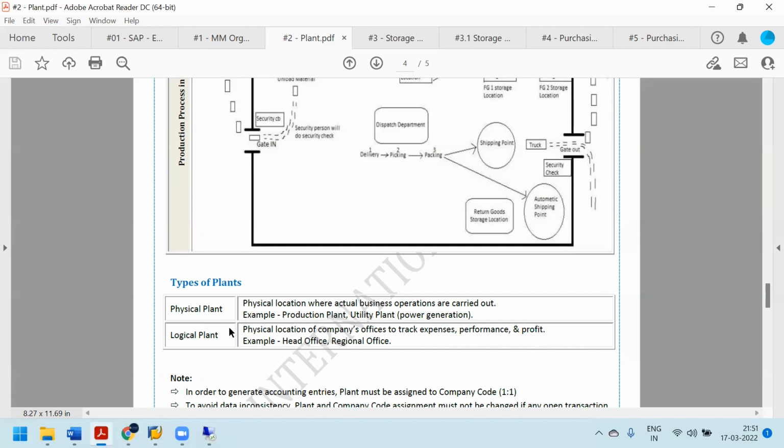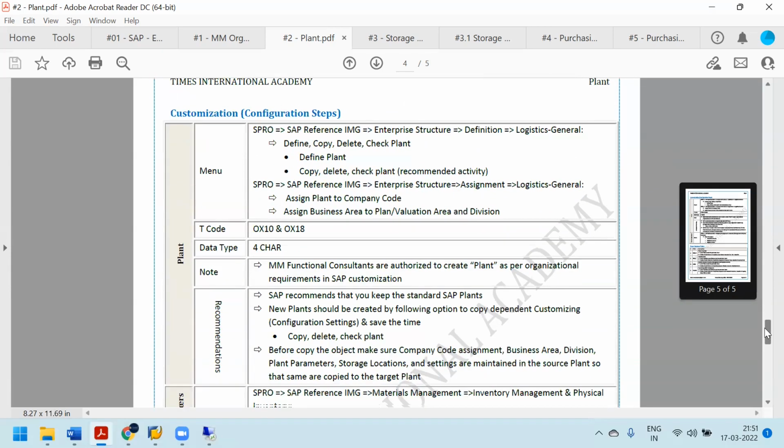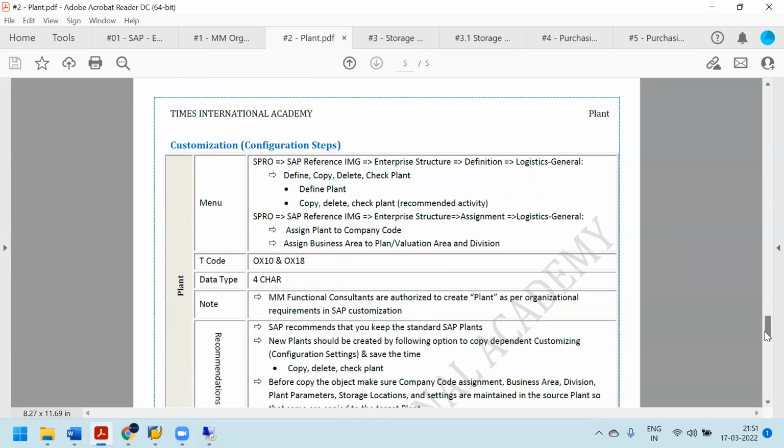We have physical plant and logical plant. And we as EWM consultants are dealing with physical plant. MM consultants are responsible for defining the MM organizational structure. In this practice, we are doing it, but in real time, MM consultants are responsible.